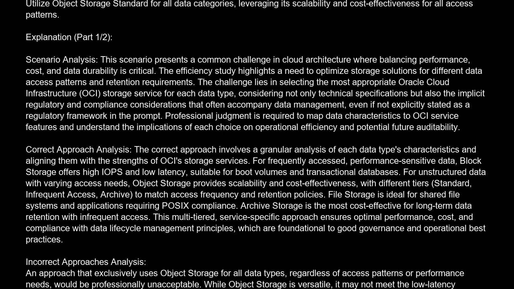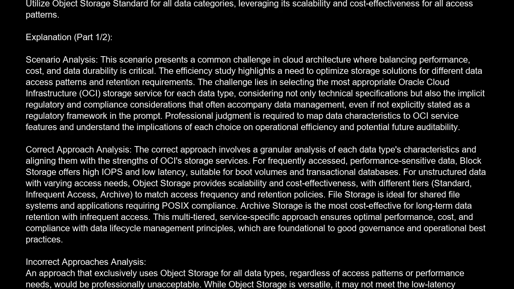Professional judgment is required to map data characteristics to OCI service features and understand the implications of each choice on operational efficiency and potential future auditability. Correct approach analysis. The correct approach involves a granular analysis of each data type's characteristics and aligning them with the strengths of OCI's storage services.